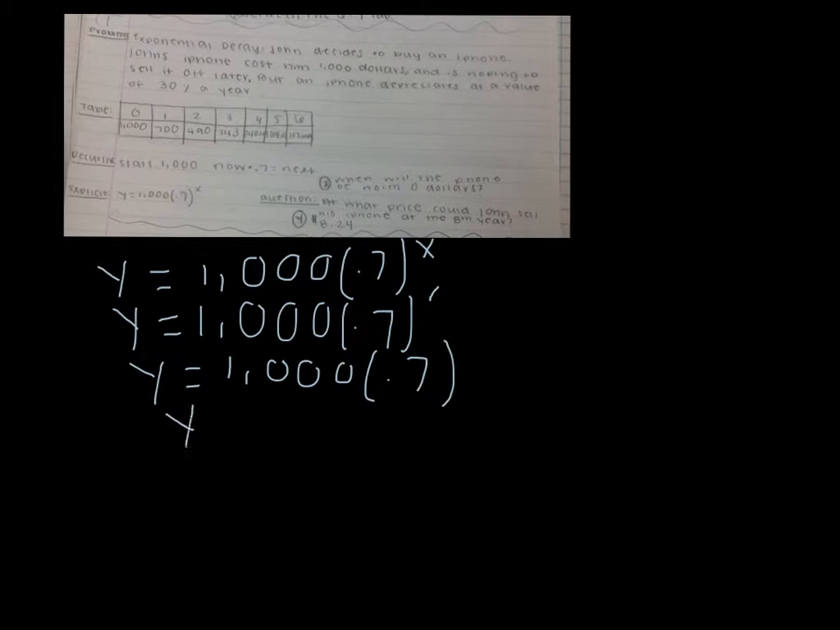For this problem, you would need to use an explicit equation, which is y equals 1,000 times 0.7 to the x power. And you would plug any number you want in for x, and for this problem, we're using 1. Then you would have to do 0.7 to the first power, which is 0.7. Then you would have to multiply 0.7 times 1,000, and you get 700.